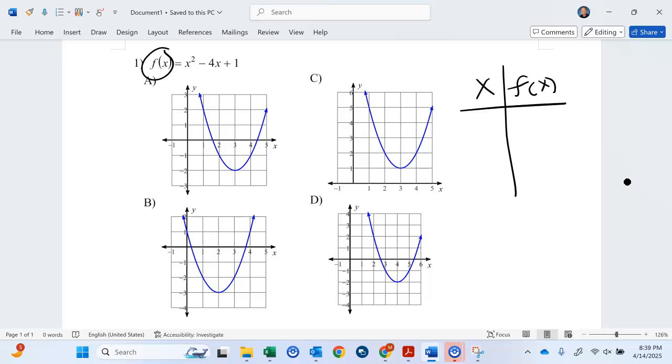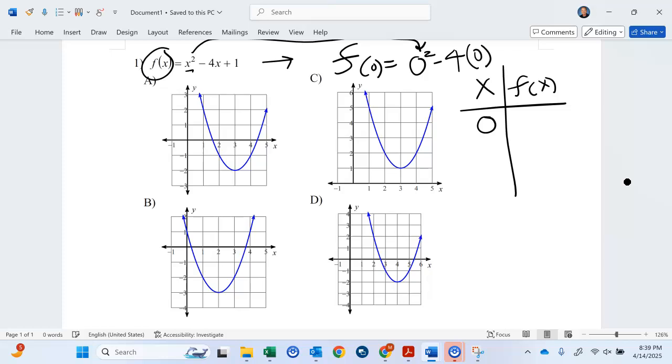We're going to make the first one, we start with 0. So f of 0 is equal to x squared minus 4x plus 1. Wherever I see an x, I'm going to put this 0. So instead of x squared, I go with 0 squared, minus 4 times 0 plus 1. What does that equal? And then what it equals is going to go right there.